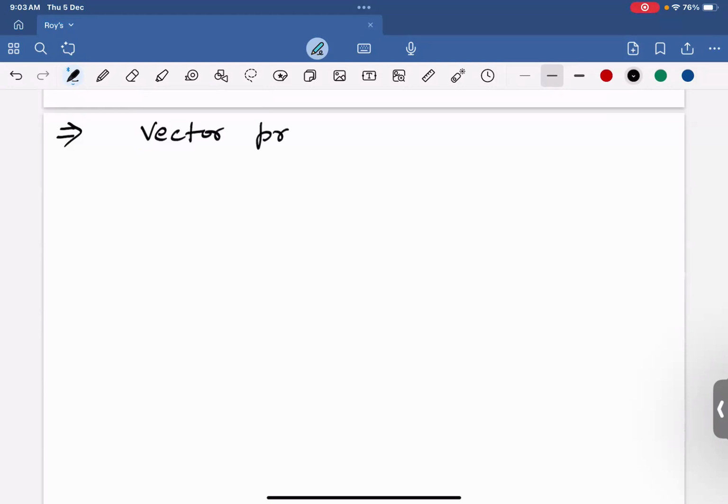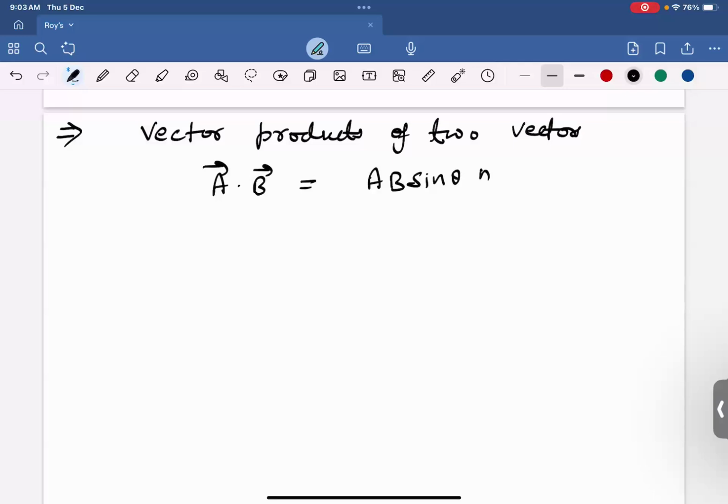Yes, sir, they have got vectors. Okay, fine. The vector product of two vectors, you know. So this is basically the magnitude of A cross B equals A B sine theta, right? Where theta is the angle between vector A and vector B.